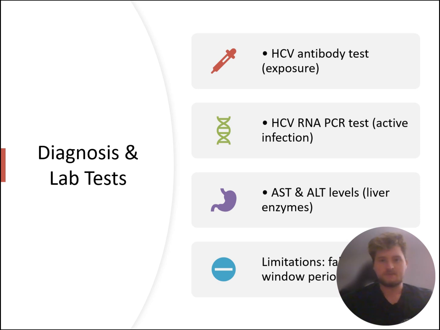Diagnosis and lab tests. The hepatitis C virus antibody test shows exposure. The hepatitis C virus RNA PCR test shows active infection. And the last way to test is AST and ALT levels, which are liver enzymes. Some limitations are false negatives, and it has a very short window period.